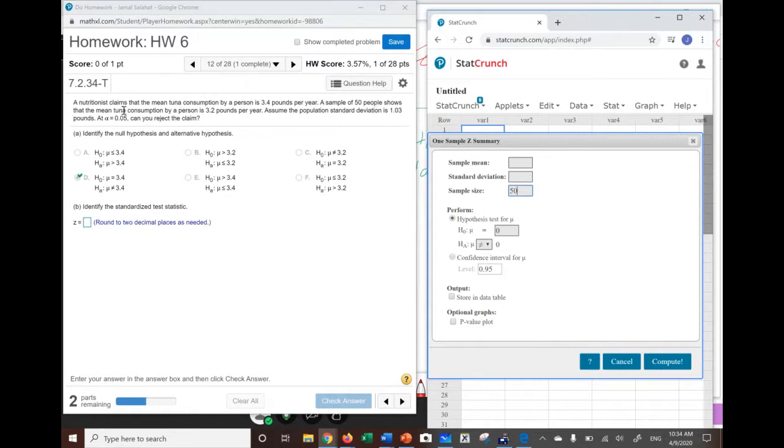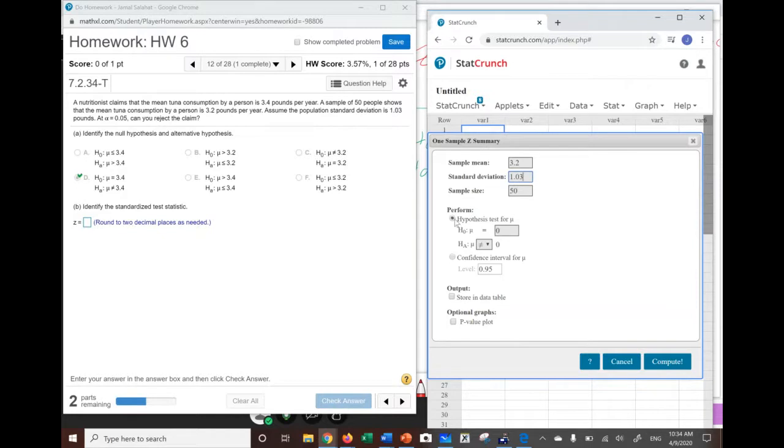A sample of 50 people shows that the mean tuna, so the mean is what? The mean is 3.2. I'm going to put the sample mean 3.2. Assume the population standard deviation is 1.03. That is the reason why we use Z test, because they gave us already sigma 1.03. Remember, if they did not make this statement, if the word population is missing there, if they said just the standard deviation, this means it's a sample. And I would not use the Z test, I would use a T test. And again, we're going to use the T test in the next section.